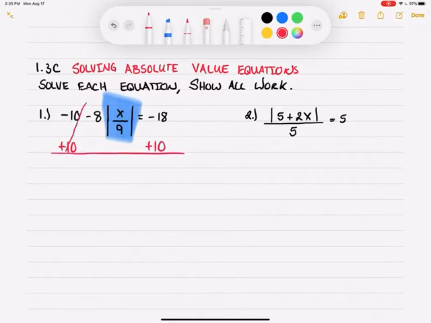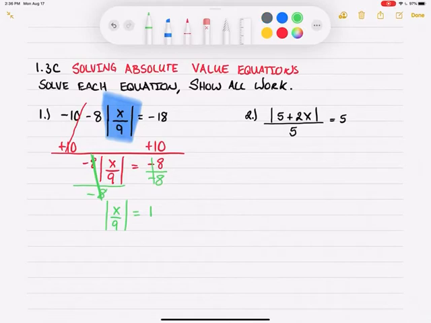The 10s will cancel out on the left, and I'm left with negative 8 times the absolute value of x over 9 is equal to negative 8. Negative 18 plus 10 is still negative 8. Then what I'm going to do is divide both sides by negative 8, so that the negative 8s on the left cancel each other out. On the left side, I still have the absolute value of x divided by 9. And on the right side, negative 8 divided by itself is going to be a positive 1.